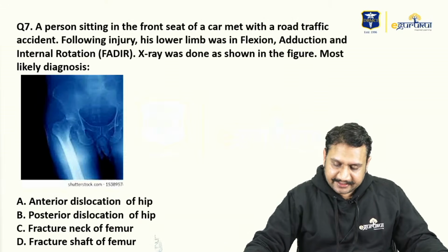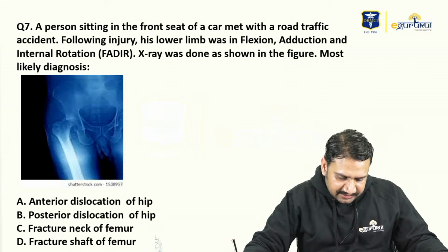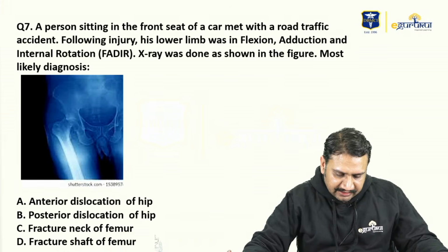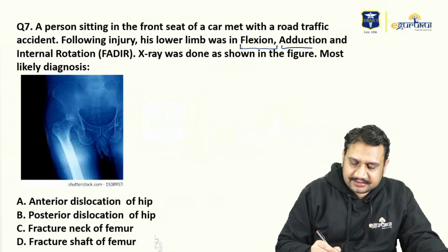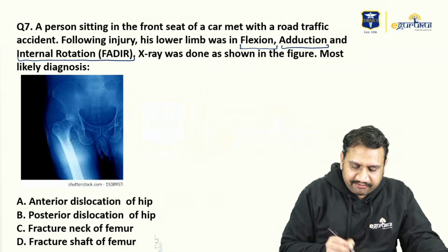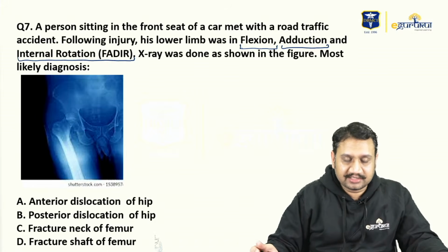Okay, next question was, a person sitting in the front seat of the car met with a road traffic accident. Following injury, his limb was in flexion, adduction and internal rotation. X-ray was done as shown in the figure, most likely diagnosis.